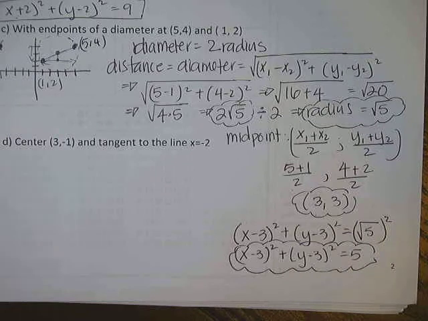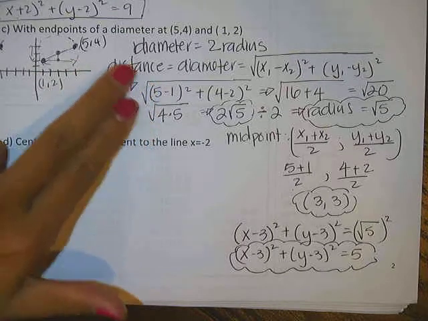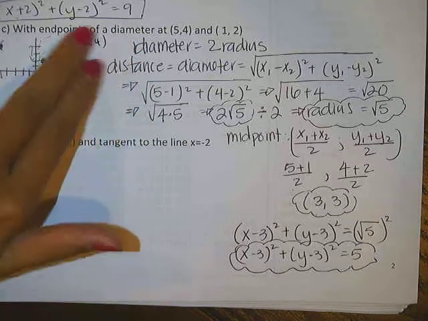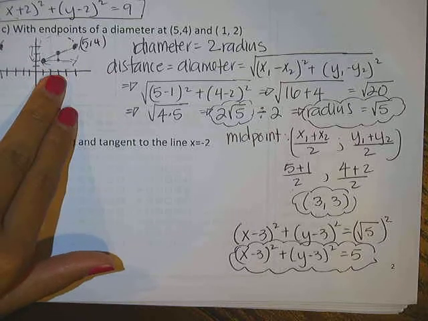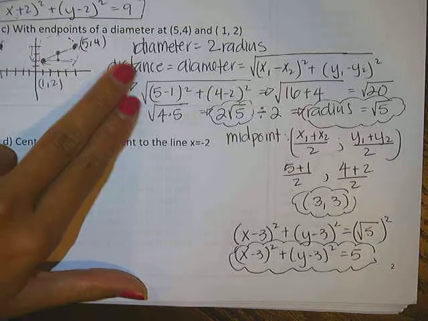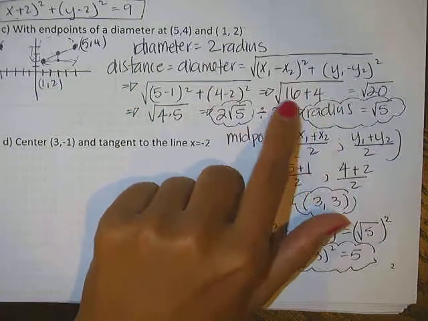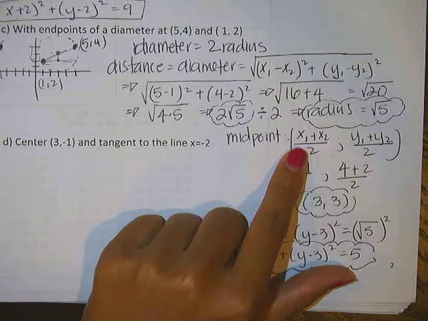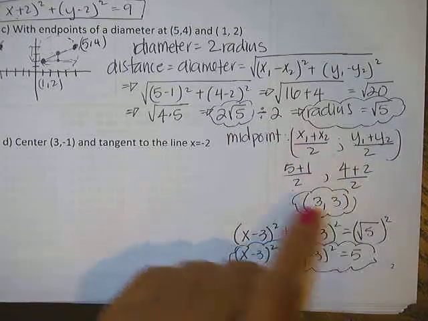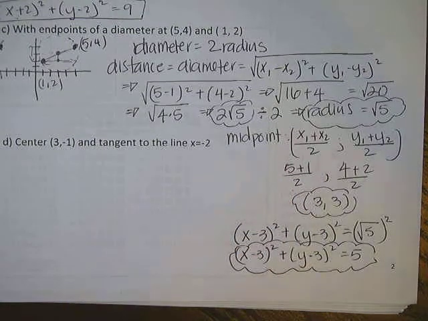Alright. So that's what you need to do if you have two endpoints. The first thing you need to do is find the distance of the diameter. Oftentimes you can count it, but sometimes you can't, then you have to use the distance formula. Once you have the diameter, you need to divide by 2 to get the radius. Once you have the radius, now you have to find the midpoint, which is the average of the x-coordinates and the y-coordinates. Then you put it together as a standard form.